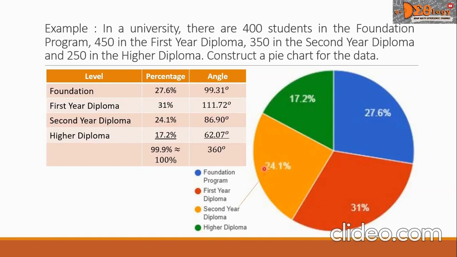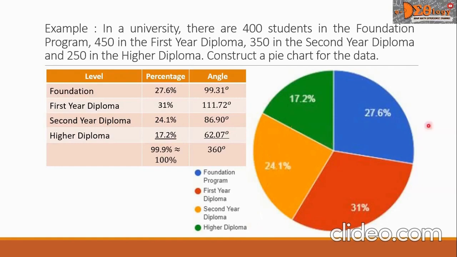The third item is second year diploma with 24.1%. Here we go. And the angle is 86.90 degrees. And this is the angle. The last level is the higher diploma with 17.2%. And there we write the 17.2%. And the central angle is estimated to be 62.07 degrees.